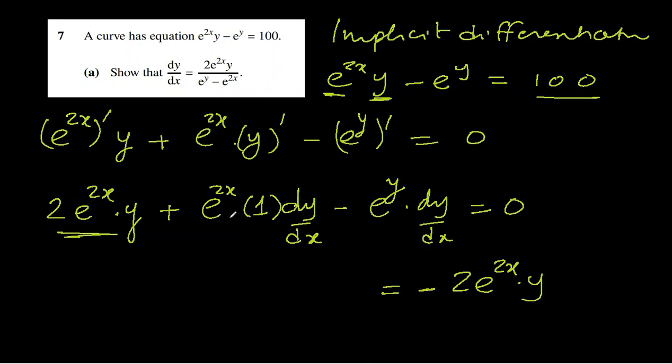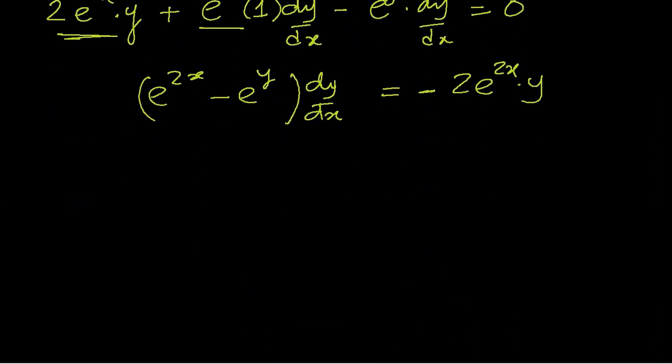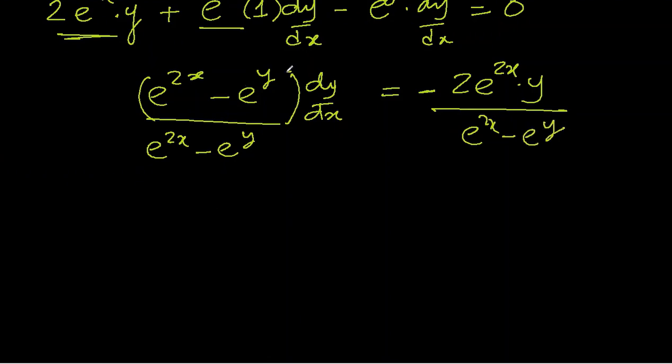Now these two have dy over dx. We can take dy over dx common from both. What is left here? e to the power 2x. Let me write it properly. Okay, and what is left here? Minus e to the power y. And now, to isolate dy over dx, I will divide this by e to the power 2x minus e to the power y. Here also e to the power 2x minus e to the power y. These cancelled out. Dy over dx will be this.